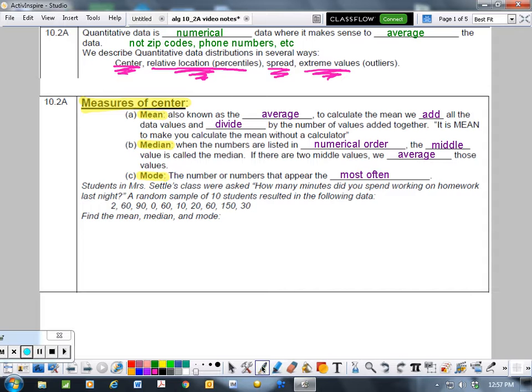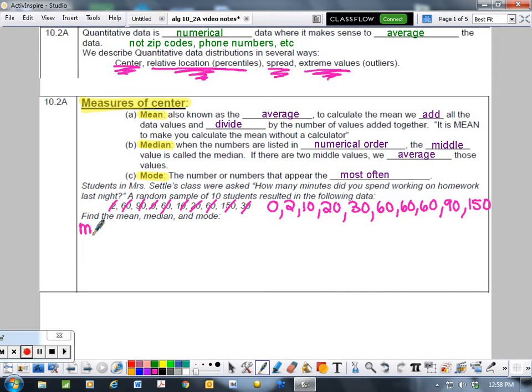So for our sample problem, students in Ms. Settle's class were asked, how many minutes did you spend working on homework last night? A random sample of 10 students resulted in the following data: 2, 60, 90, 0, 60, 10, 20, 60, 150, and 30. So the first thing we're going to do is go ahead and put these in order real quick. So 0, 2, 10, and then a 20, and then a 30, and then three 60s, and then a 90, and a 150. And I put them in order just because as we add them up, it's usually easier to do that all together.